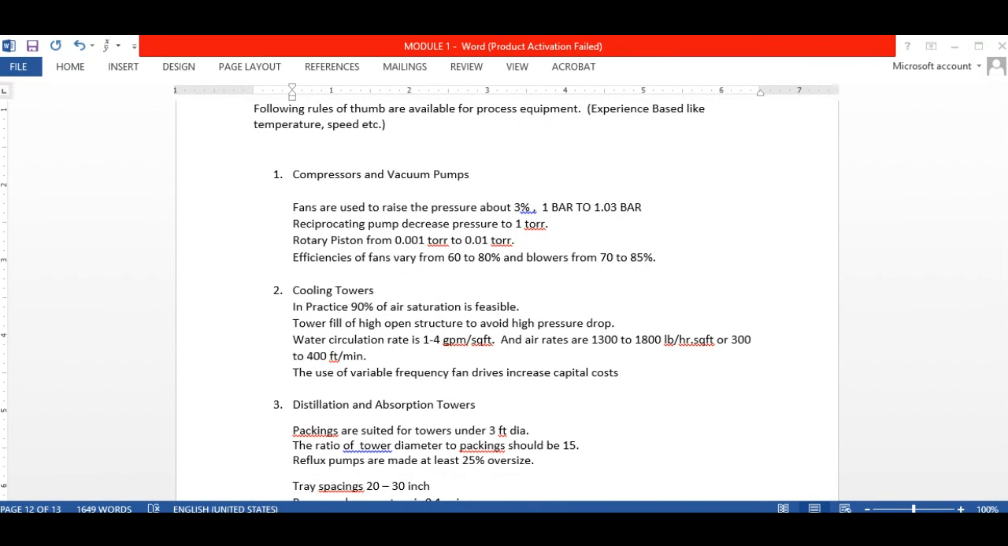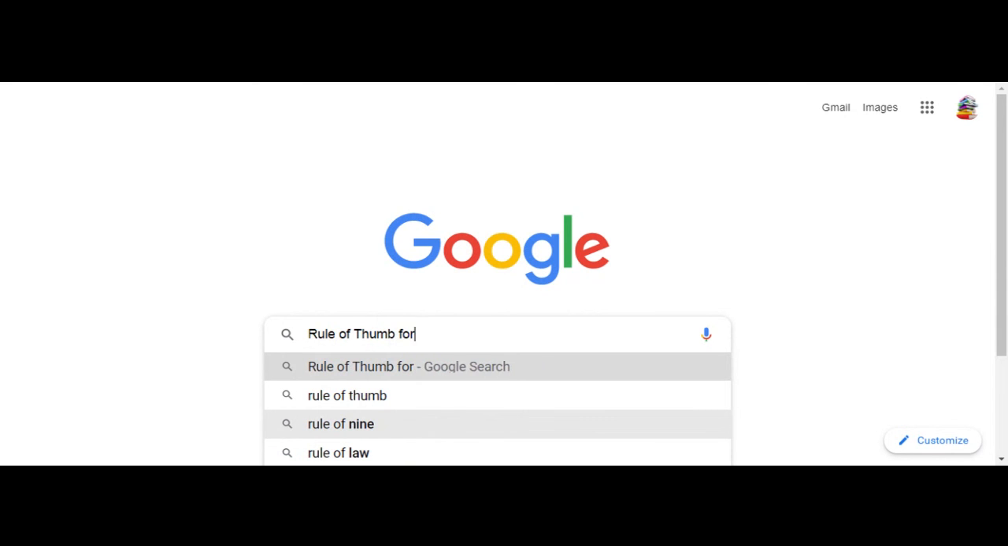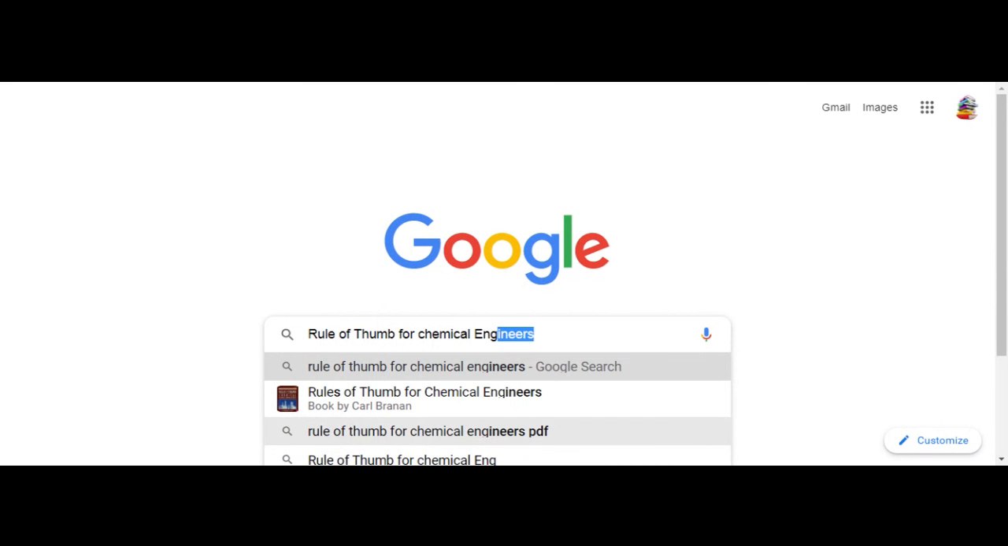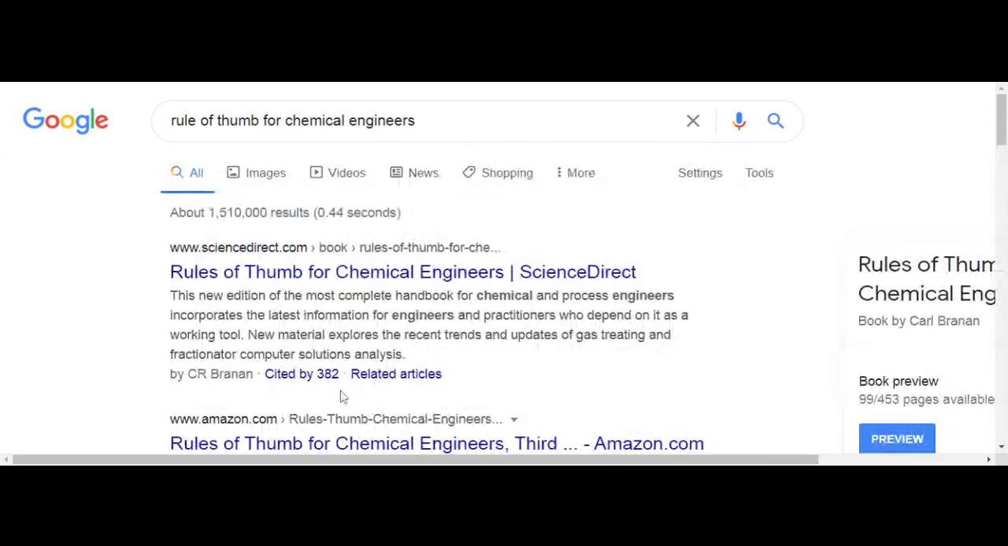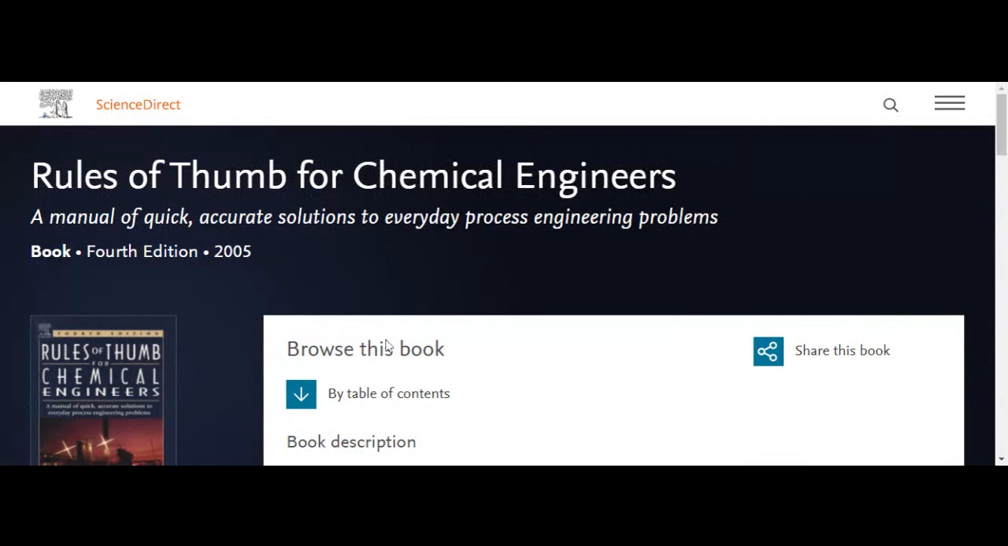I will show you the rule of thumb, just a minute. Let me stop this and share with you. Home tab, new tab. If I go here and type rule of thumb for chemical engineers, this is a book, but this is not. Yes, Rule of Thumb for Chemical Engineers.